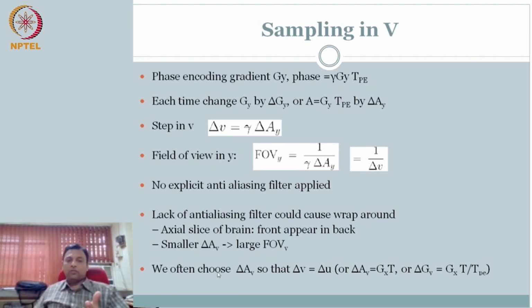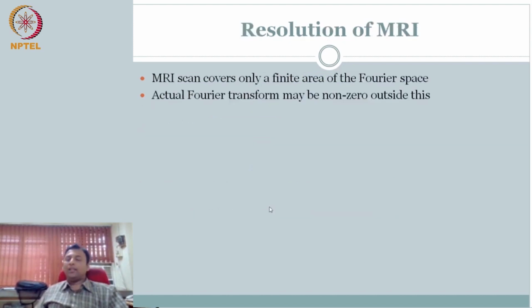Most often what we do is take similar resolution, a similar step size, in both delta V and delta U, just to keep life simple, unless it is a specific problem. Most often we choose delta V equal to delta U. Clear? So now the question is, how do we relate this to the resolution of MRI?